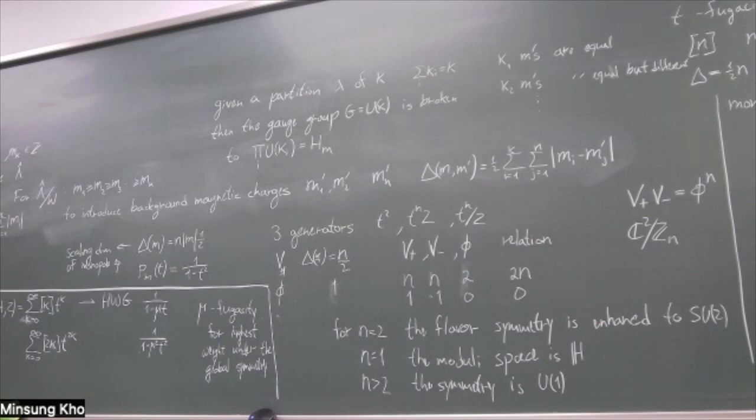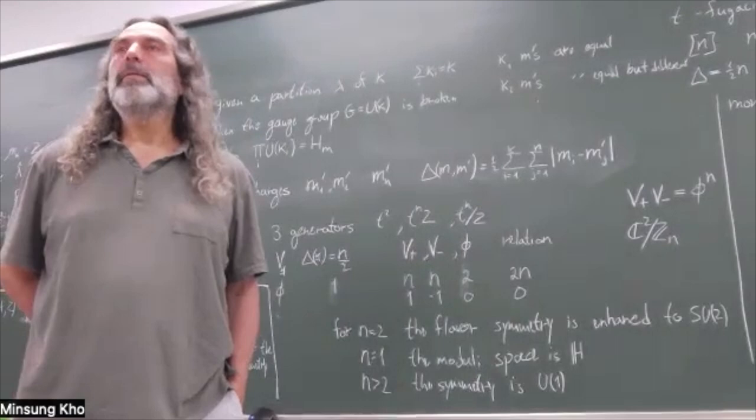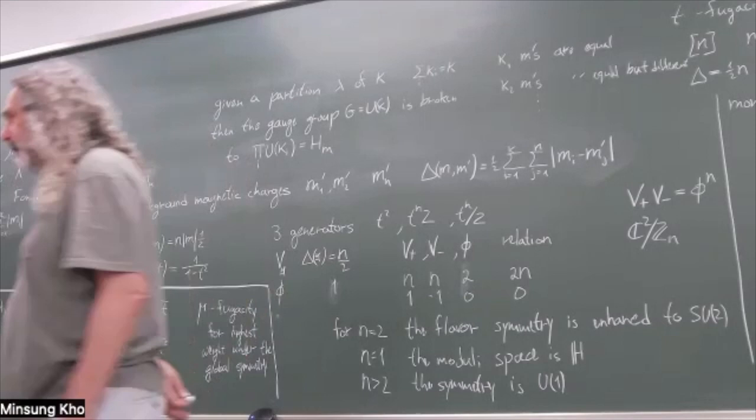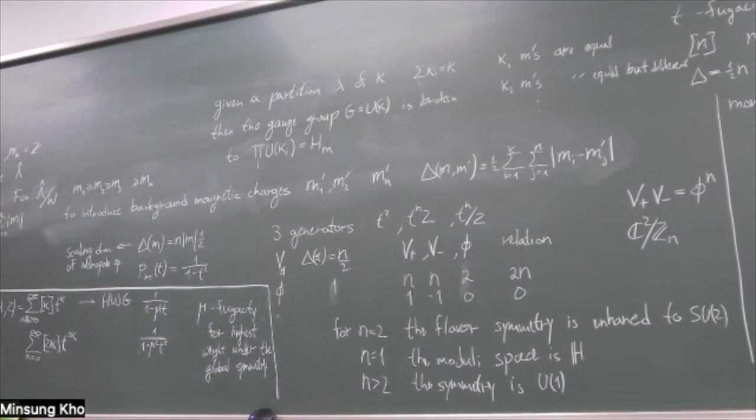So we are summing over all the m_i for that, and the m_i are said to be ordered. We want to do the quotient under the Weyl group. But some of the m_i can have the same value. If two of them are the same value, then the group would be broken to U2 times U1 to the K minus 2, I guess. Well, if two of the magnetic charges are equal, you could rotate them.